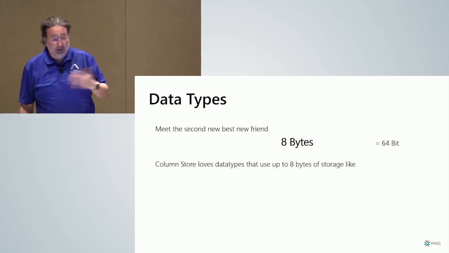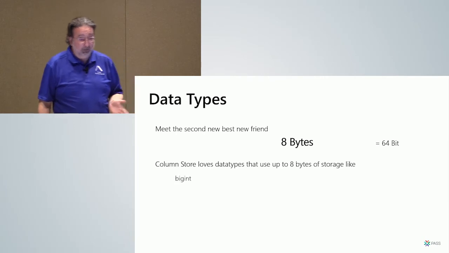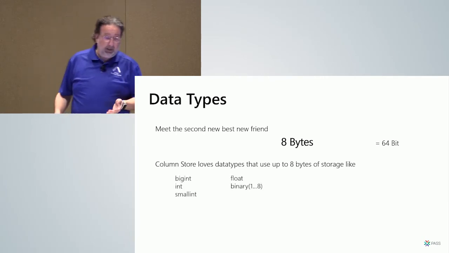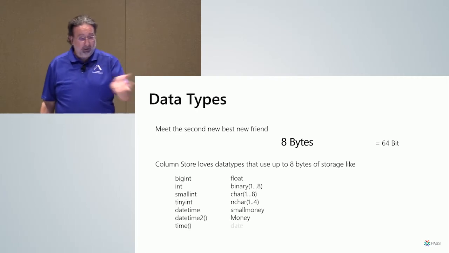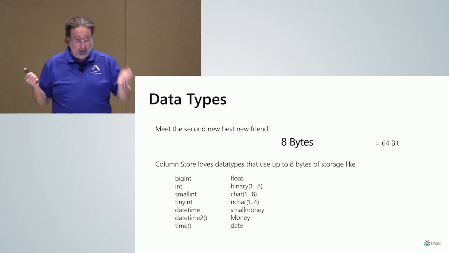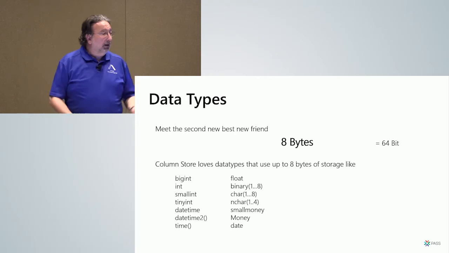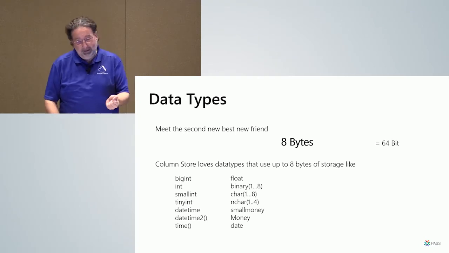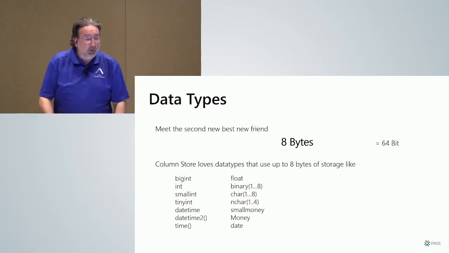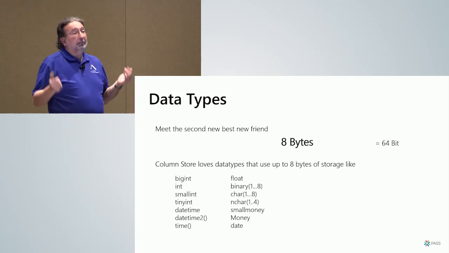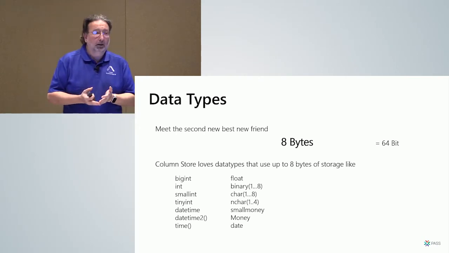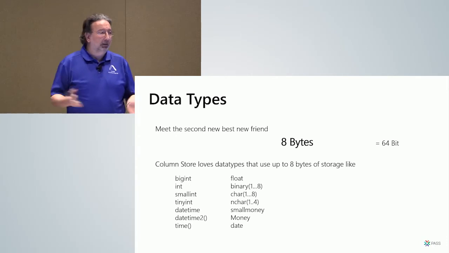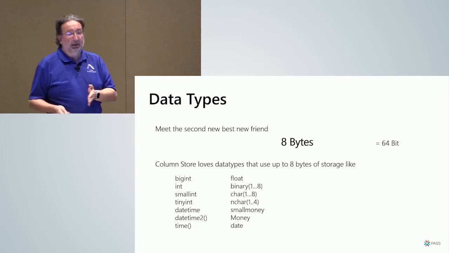So which are these column types that you can actually use? Big int, float, int, binary 1 to 8, character 1 to 8, tiny int, small int, date time 2, time, money, small money, date, and probably a couple more. If you stick to these data types, a lot of magic will happen that we're going to discuss in the next couple of slides.